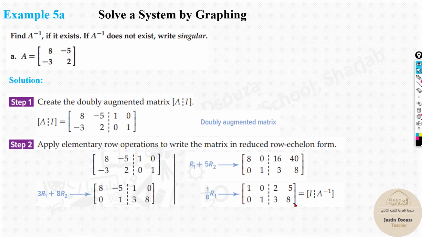Here you get 1, 2, 5. And whatever you get over here now, the first one is identity. The next one is the inverse. This is row transformation. Okay. This is how we transform the rows, and this is how we get the identity matrix.